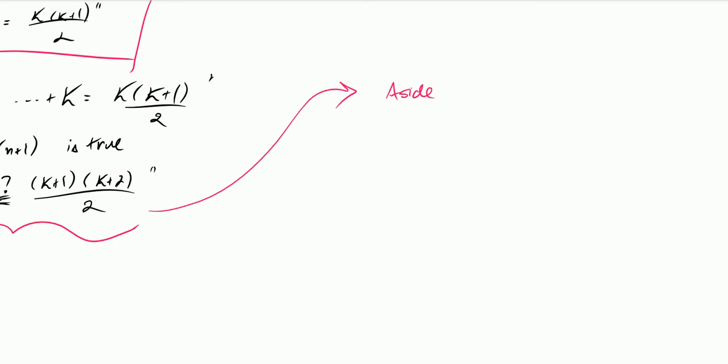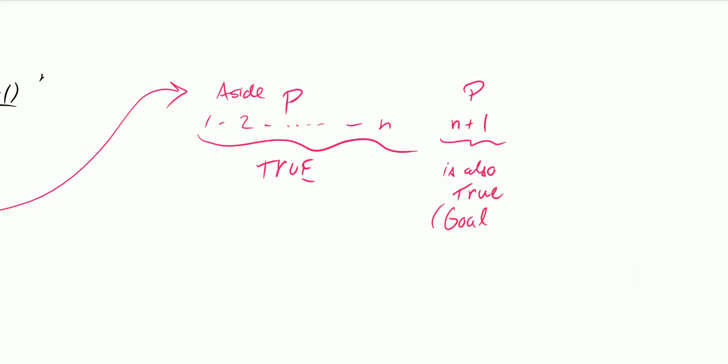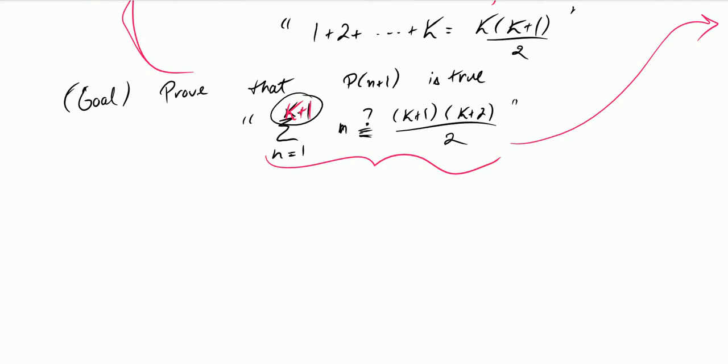So I know that for 1 and 2, then all the way to n, P of this is true. What I want to show is that n plus 1 applied to P is also true. So this is my goal. I want to show that P of n plus 1 is also true. So, prove that P(n plus 1) is true. Okay, so this is my statement.